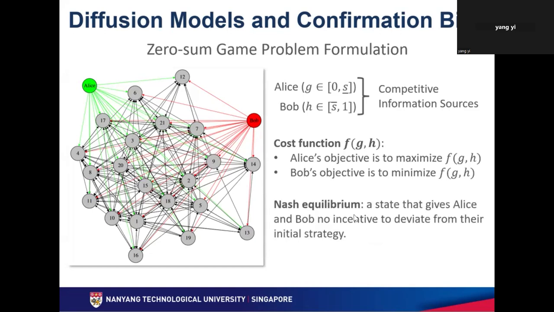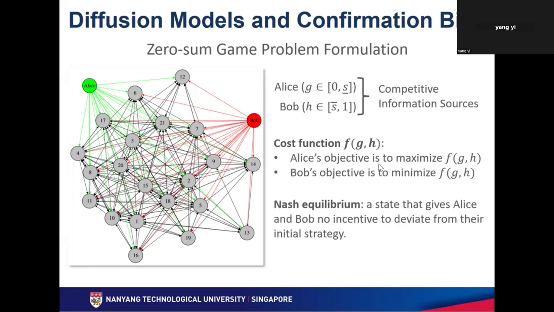Okay, and then the Nash equilibrium is a state that gives Alice and Bob no incentive to deviate from their initial strategy. The strategy is the opinion they adopt at first. There's a scenario where we have two opinions, G star and H star, that give the cost function the maximum value for Alice and the minimum value for Bob, and we can say that they achieve the Nash equilibrium. In other words, if either Alice or Bob changes their opinion, that is, changes to a different value of G or H, they will not achieve the best value for their cost function.